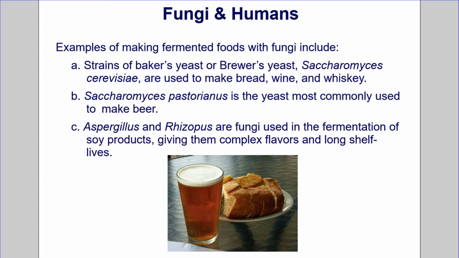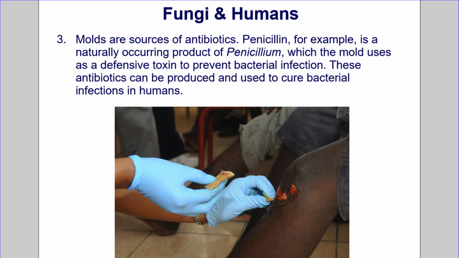Examples of making fermented foods with fungi include: A. Strains of baker's yeast or brewer's yeast, Saccharomyces cerevisiae, are used to make bread, wine, and whiskey. B. Saccharomyces pastorianus is the yeast most commonly used to make beer. C. Aspergillus and Rhizopus are fungi used in the fermentation of soy products, giving them complex flavors and long shelf lives. 3. Molds are sources of antibiotics.